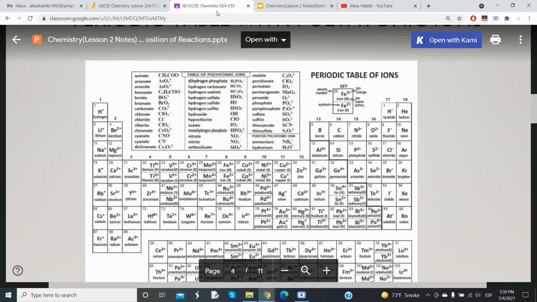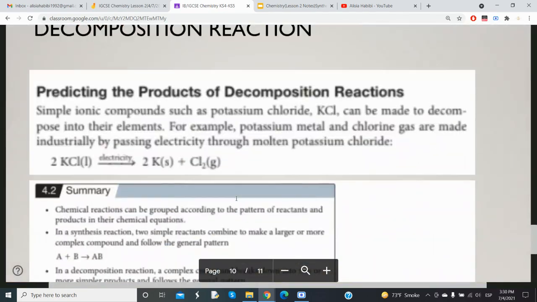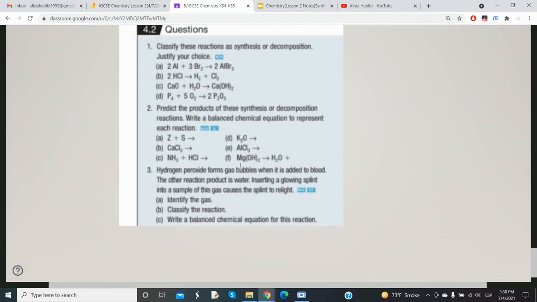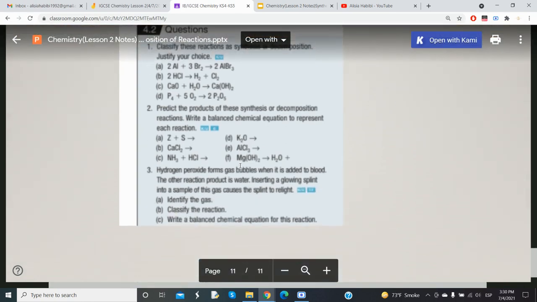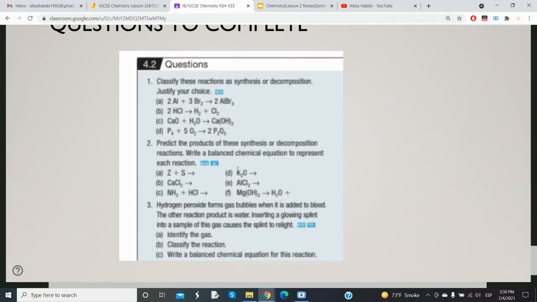We're going to stop here, guys, for today. We have successfully come to the end of our PowerPoint slide and our unit topic, which is synthesis and decomposition reactions. We have completed all 3 questions that I wanted to do with you guys. If you would like any more questions to do as practice, please let me know in the comment section and I'll do them. For now, this is where I end.